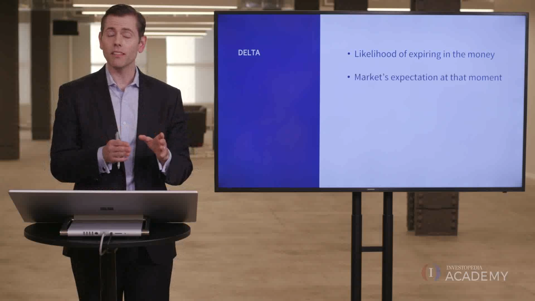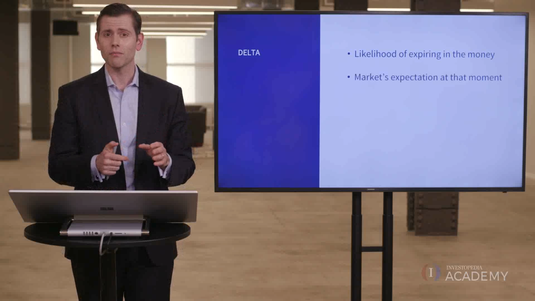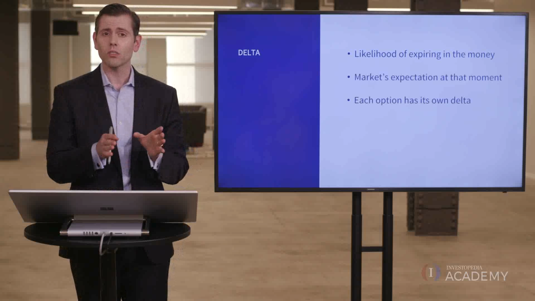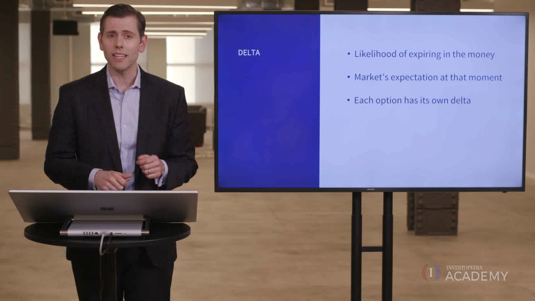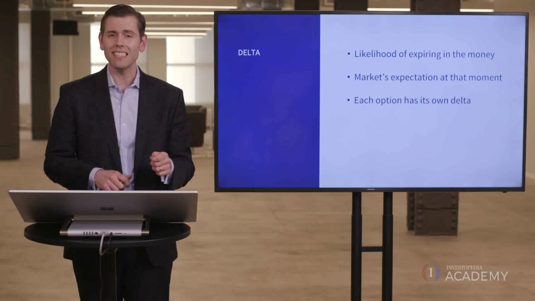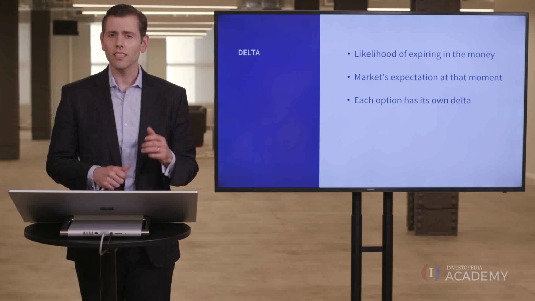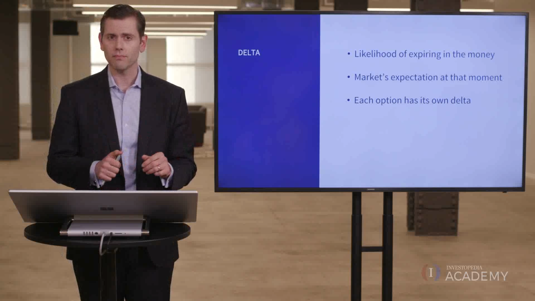So the market is basically saying that this is the probability that this option is going to expire in the money. And then obviously, as we're talking about structuring multi-legged options, each option has its own delta. That's very important. You have to assess each option leg. So let's go ahead and look at our graphics again of calls and puts.